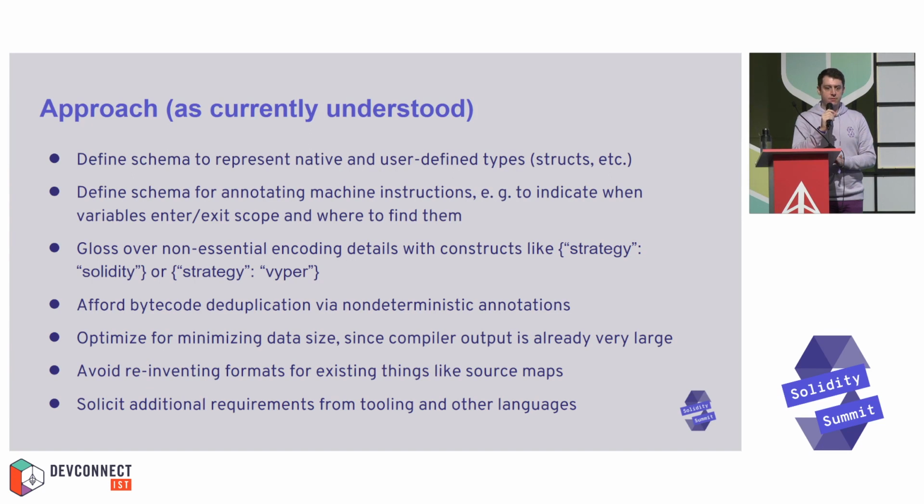And then, like non-functionally speaking, we want to not make the compiler output bigger than it already is. I mean, it's unavoidable, but we want to do our best to minimize. And then, if we can avoid reinventing like source maps and AST formats, I mean, we're going to try and do that as best we can. Like we really want to fill a gap here about what data is missing that the compilers could provide, and what would that data look like.